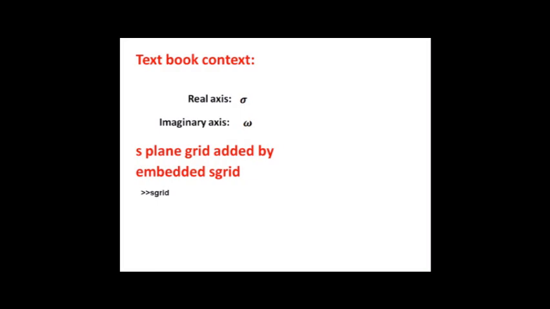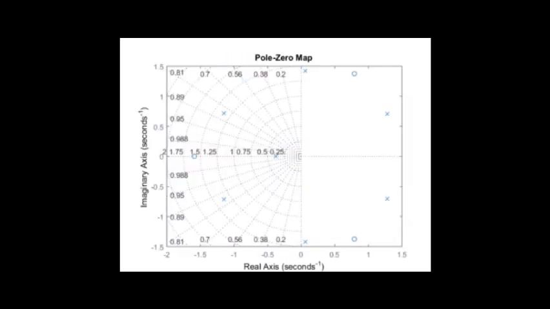So go to the MATLAB prompt, enter sgrid, press enter. You're going to see the graph as shown on the screen. Here, you see there are two sets of dotted grid lines, straight lines and circular lines. The circular lines basically indicate constant omega lines, and the lines emanating from the origin are basically constant damping ratio lines.